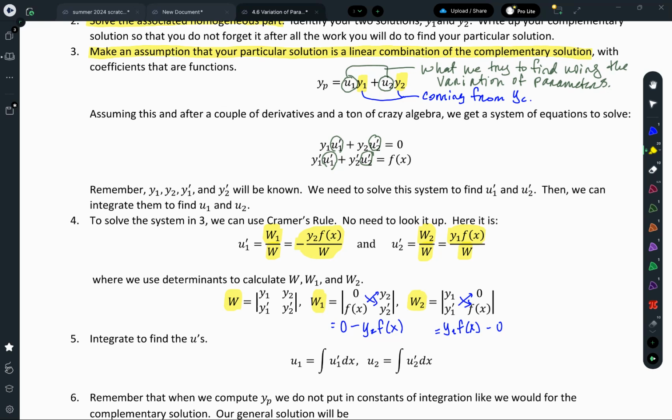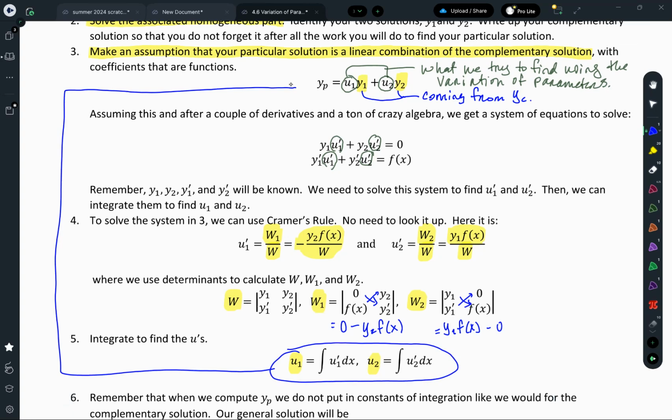Once we get these representations of u1 prime and u2 prime, they will both be functions of x, which means that we could find u1 and u2 by integrating with respect to x. And then once we know u1 and u2, we can take them and go back up to step 3 where we stated that y sub p is a linear combination of y1 and y2 with coefficients u1 and u2. We pop those in there and we have our particular solution.